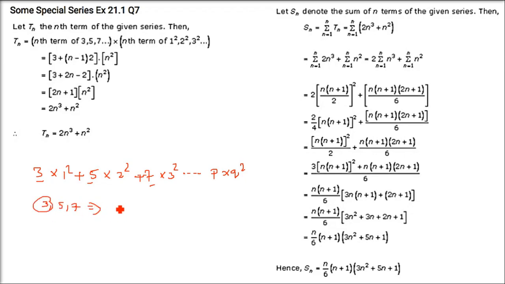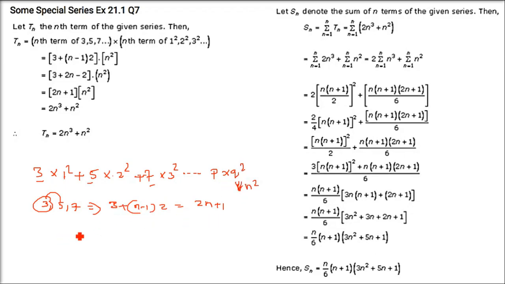The nth term? A is 3, plus N minus 1 into D. D is what? 5 minus 3, so 2. So 3 plus 2n minus 2, which is going to be 2n plus 1. Now the second part: 1 square, 2 square, 3 square. It's quite obvious that the last one will be n square.